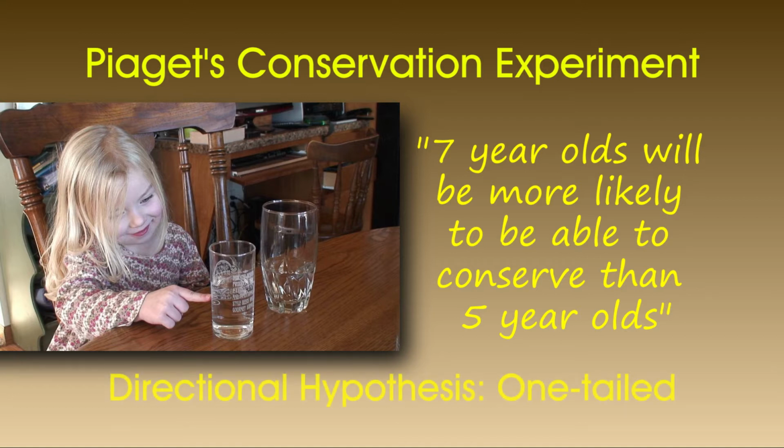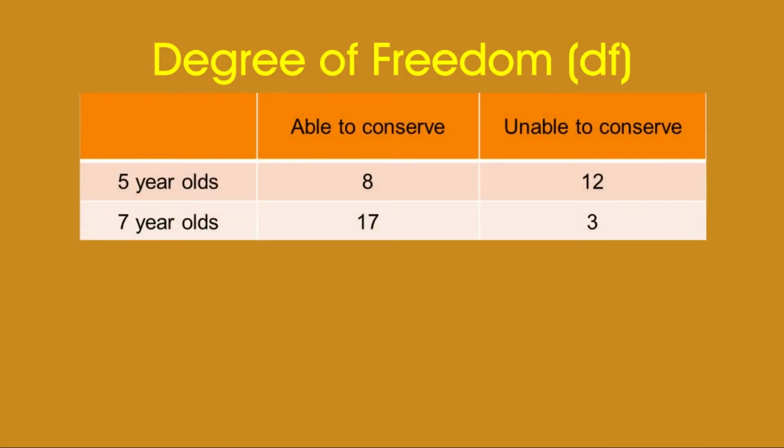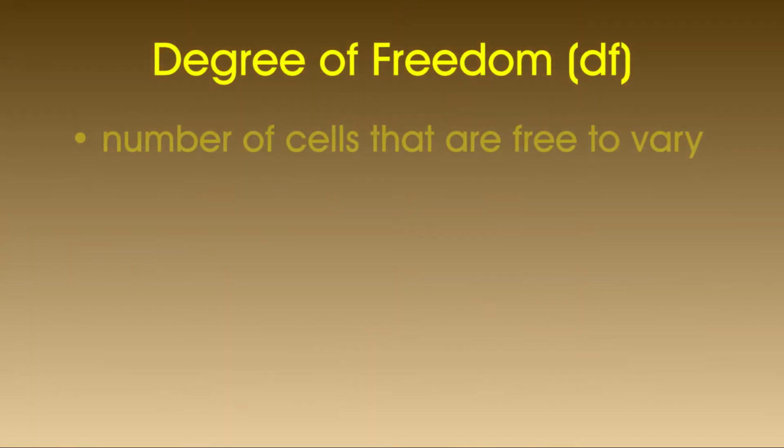This is a directional hypothesis, one-tailed, as we are stating which group will be better able to conserve than the other. The first step is to enter our data into a contingency table and calculate the degrees of freedom. Degrees of freedom simply means the number of cells which are free to vary.